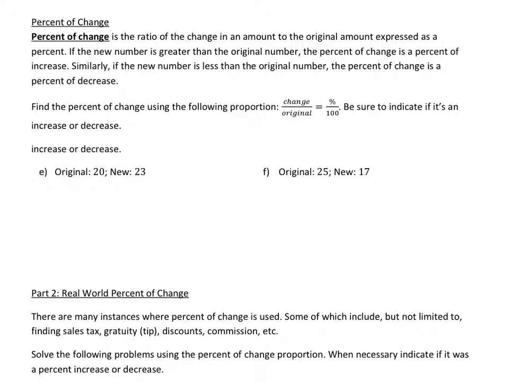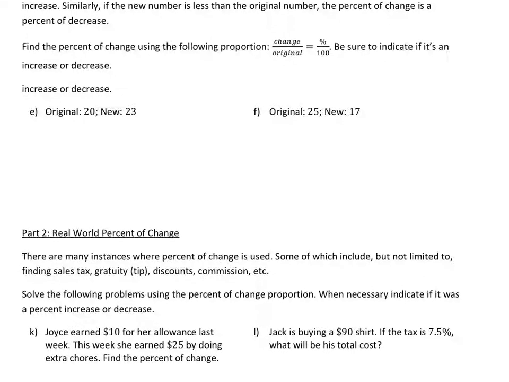Percent of change. Percent of change is the ratio of change in an amount to the original amount expressed as a percent. If the new number is greater than the original amount, the percent of change is a percent of increase. Similarly, if the new number is less than the original number, the percent of change is a percent of decrease. Find the percent of change using the following proportion. Okay, so this is another formula that a lot of us forget often, and that leads us to get problems wrong.